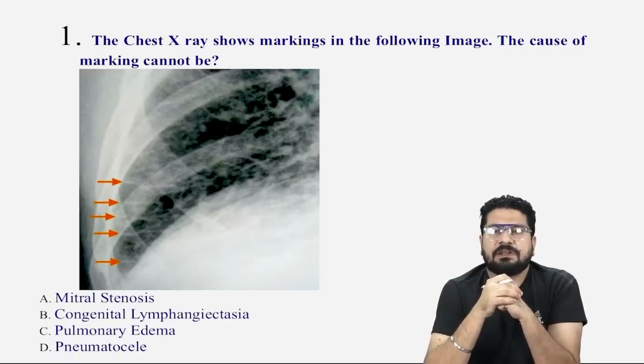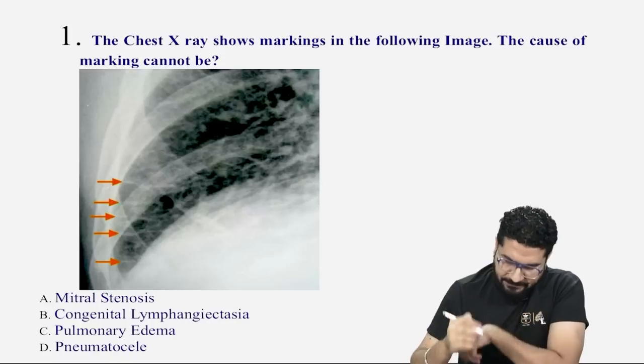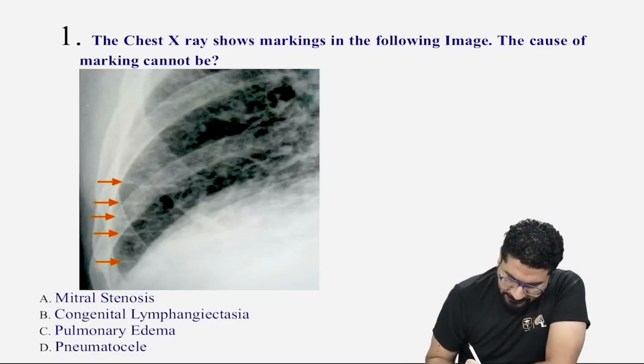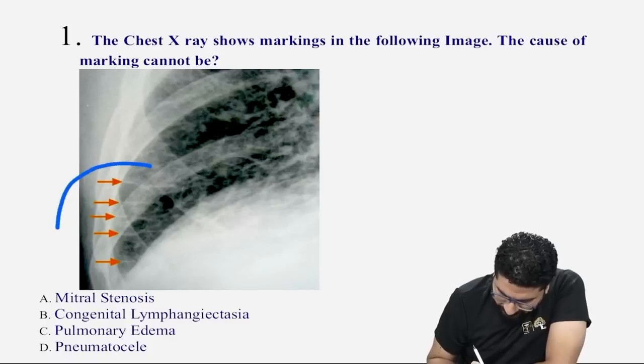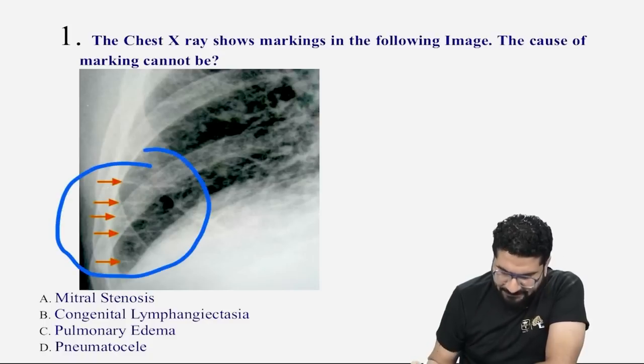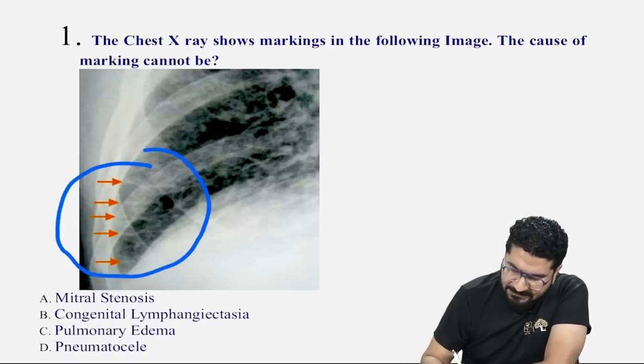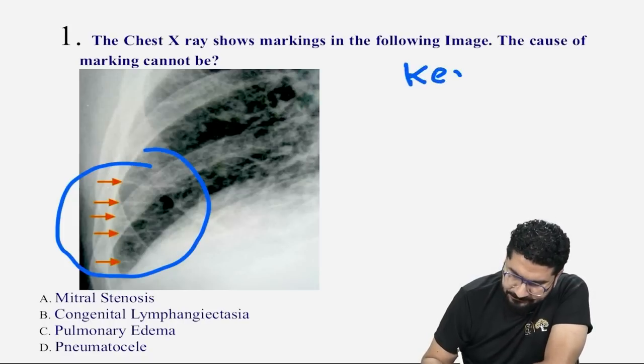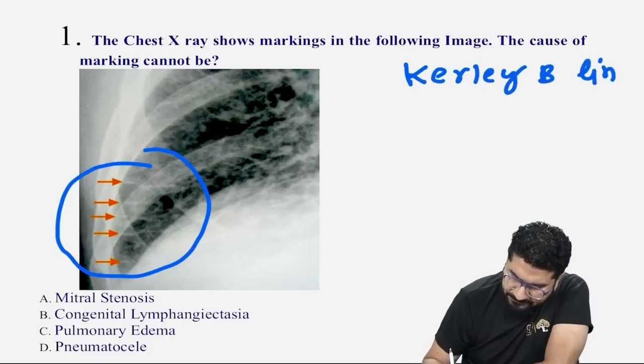A chest X-ray shows markings in the following image. What they're asking you is what these markings are called. If you see these markings, these are perpendicular markings. What do we call them? We call them Kerley B lines. These are Kerley B lines.